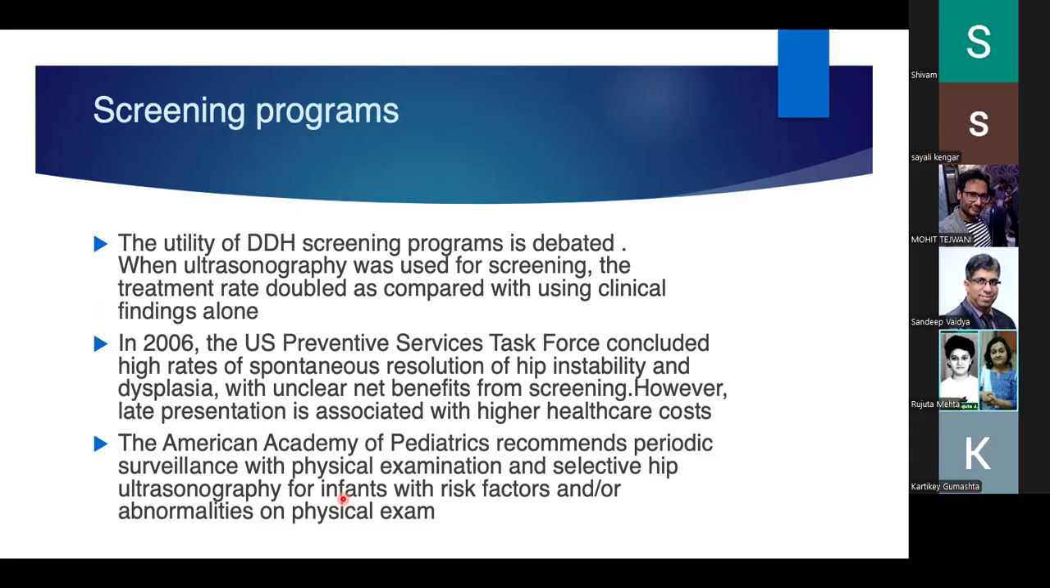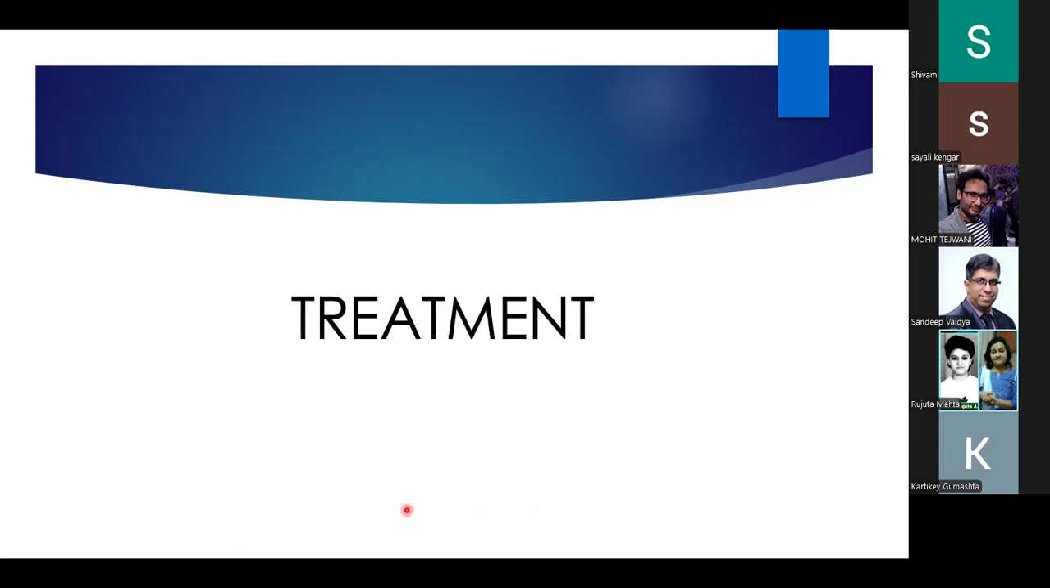When ultrasonography was used for screening, the treatment rate doubled as compared with using clinical findings alone. In 2006, the US Preventive Services Task Force concluded high rates of spontaneous resolution of hip instability and dysplasia and unclear net benefits from screening. However, late presentation is associated with higher healthcare cost. The American Academy of Pediatrics recommended periodic surveillance with physical examination and selective hip USG for infants with risk factors such as history of breech presentation, female sex, oligohydramnios that was discussed earlier, and or abnormalities on physical examination.